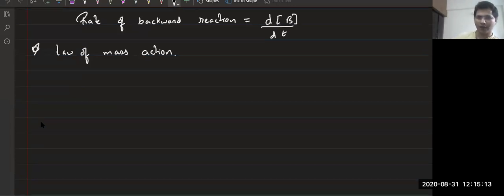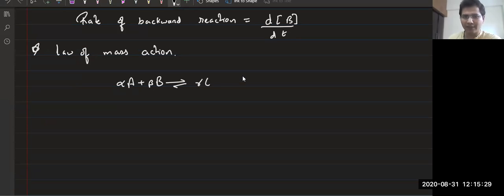Everyone just pay your attention here. Suppose I'm having a reaction. I'll write it like this: alpha A plus beta B gives gamma C plus delta D. Right, everyone? So what are alpha, beta, gamma, delta? Tell me, what are alpha, beta, gamma, delta? What are they called? Everyone remember this?